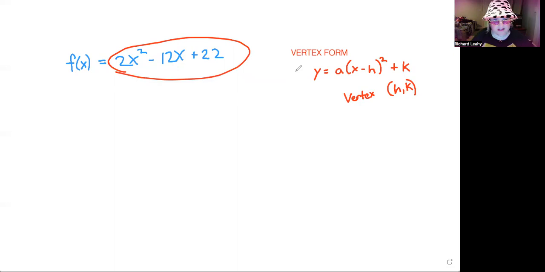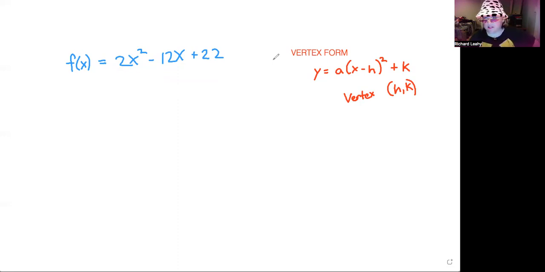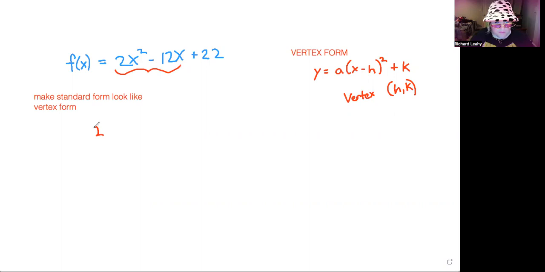Now, one way you could do this, you can kind of cheat and find a vertex from whatever you know how to do, like finding the axis of symmetry using b over 2a. But the way you're really supposed to do it is by completing the square. So this is our goal here. We're going to make standard form look like vertex form. We're going to focus on this part. We want to take out the a, which is 2. So we're going to factor that out.